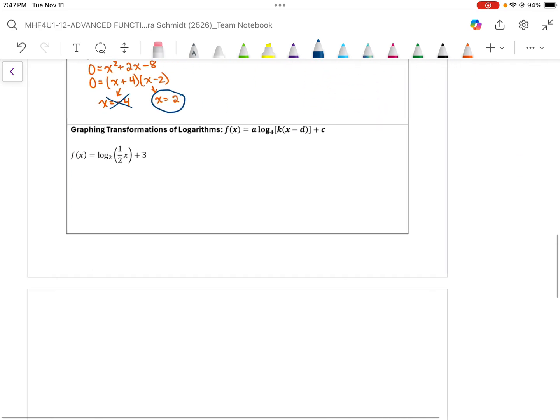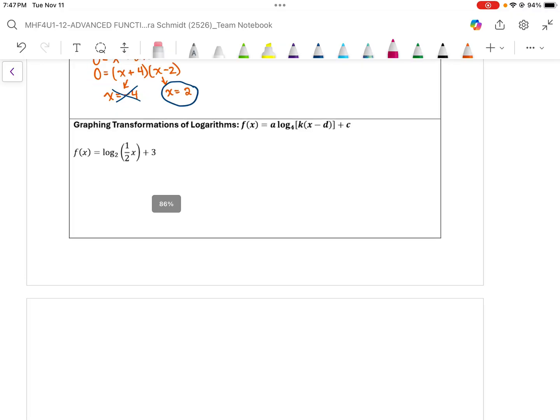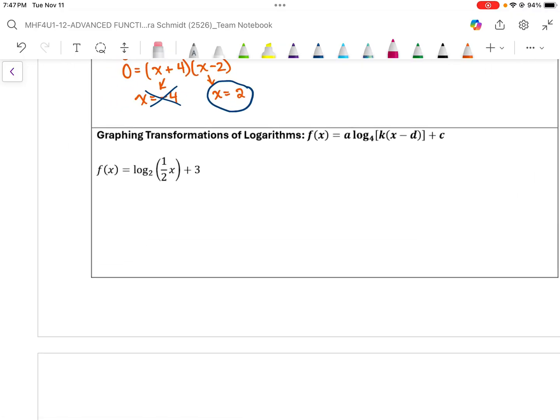Okay, then finally the graphing. So graphing transformations, so we've got these transformations A, K, D, and C. So you should be able to describe how they're affecting the graph. So in this case, we have a K value, and that's going to be a horizontal stretch by a factor of 2. K always affects your transformations by a factor of 1 over K. So 1 over a half would be 2. And it's going to shift your graph up 3. So there's two transformations happening to this graph.